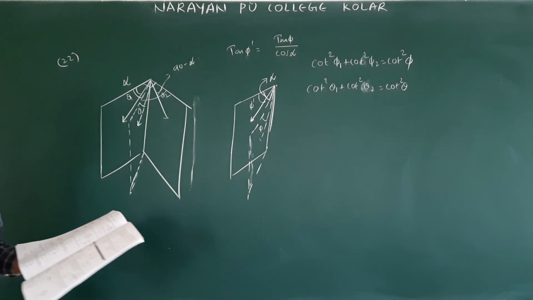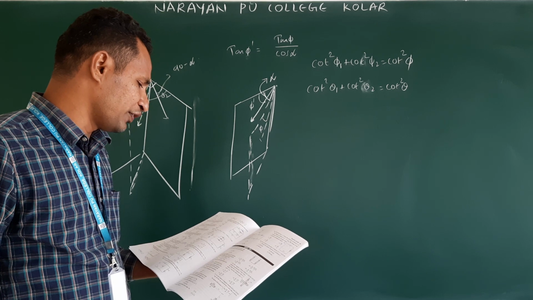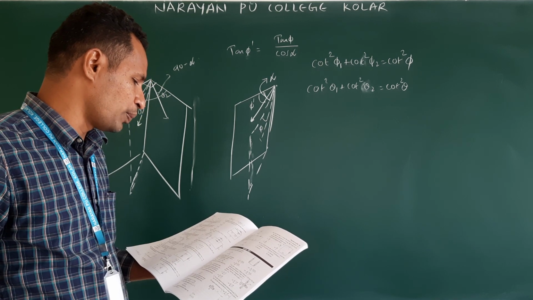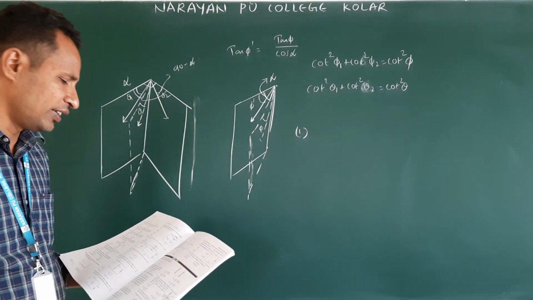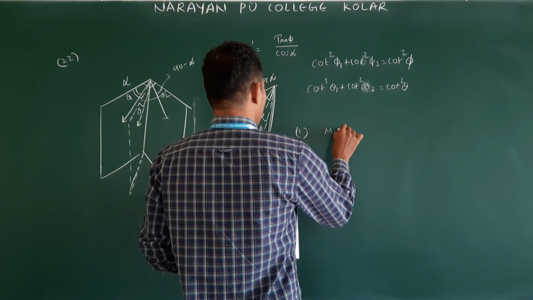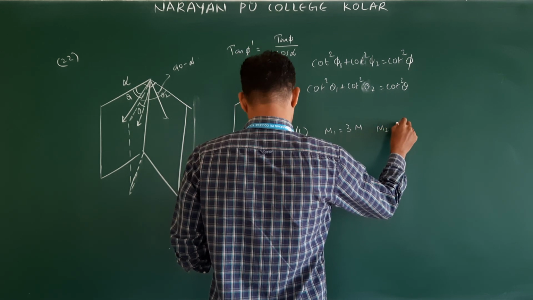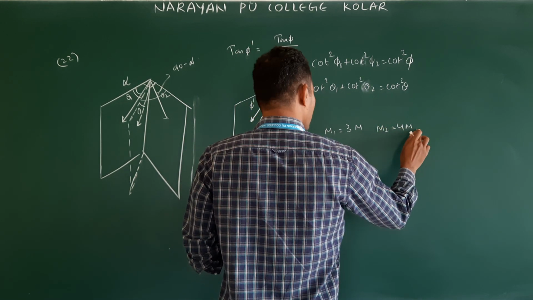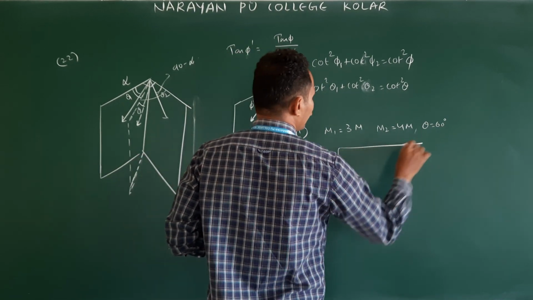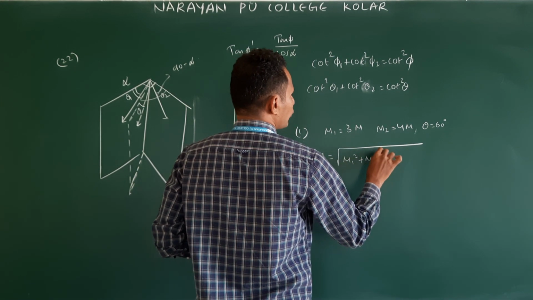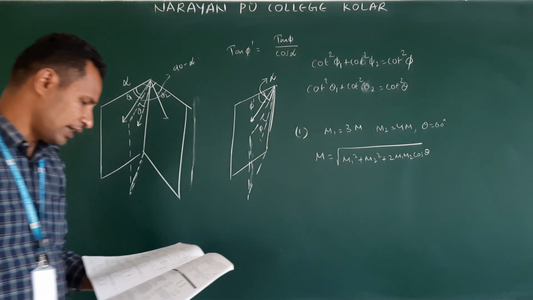In this first question, 2 bar magnets of magnetic moments 3m and 4m are tied at an angle of 60 degrees to each other. The magnetic moment of the combination will be? I will just give the key. You will find the solution. So m1 is what? 3m. m2 is what? 4m. What is the angle between them? Theta is equal to 60 degree. Then how do you find the net magnetic moment? Under root of m1 square plus m2 square plus 2 m1 m2 cos theta. Substitute and you will get the answer.